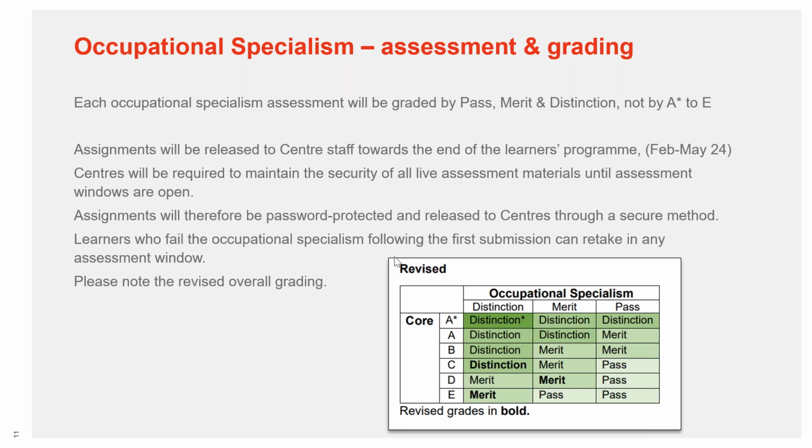Now, if a learner fails the occupational specialism, this is more problematic than failing the core, because obviously the specialism assessment window is at the very end of the second year, which means by the time they've completed the OS, they will have actually finished their 2 years on the qualification itself. It doesn't stop them from resitting, but it does mean that they would then have to resit in the autumn window, which means coming back into college, into school, into centre, etc. So probably important to note that and pass that information on to learners.